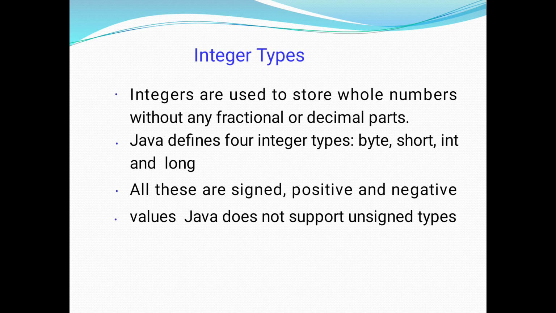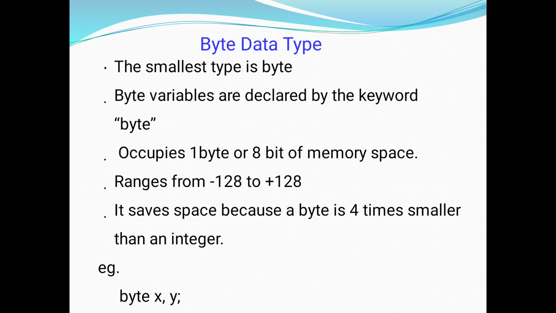First one we can see is the byte data type. The smallest numeric data type is byte. It is declared using the keyword byte. It requires 1 byte, that is 8 bits of memory. Its range is from -128 to +127. It is 4 times smaller than an integer, so it is used to save memory. For example, here x and y, two variables, are declared as byte data types.